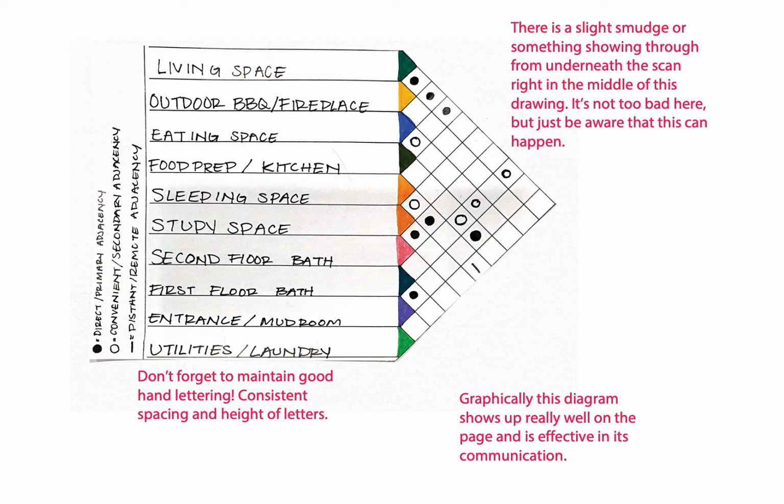And then also, there is a smudge going right through the middle here. And I'm not sure if it's a smudge or if it's something that was underneath the paper when it was scanned and we're seeing the shadow of it. So it's not too bad here. I would try to eliminate it if possible. However, just be aware that this happens really easily with scans and photos. But other than that, this is reading really well. Really great drawing and good use of color.